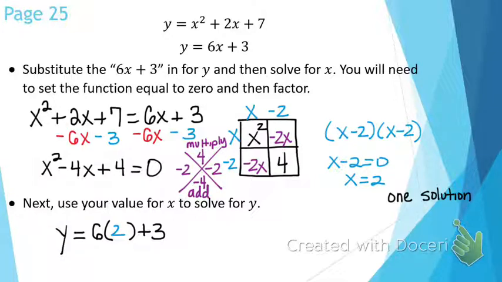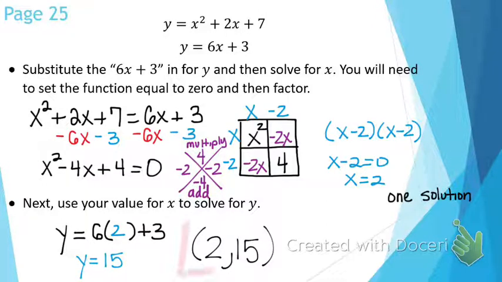So when you type that in your calculator, 6 times 2 plus 3, you get y equals 15. Good. So your solution is (2, 15). And that is how you're going to do that. And we're going to practice that again.